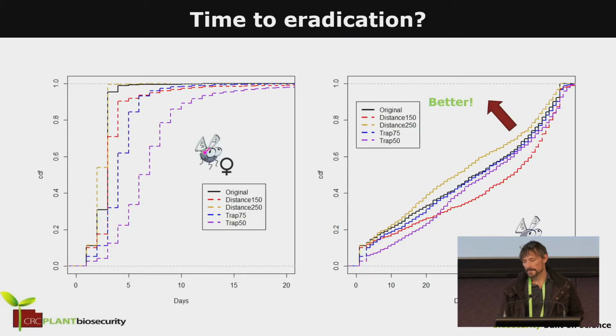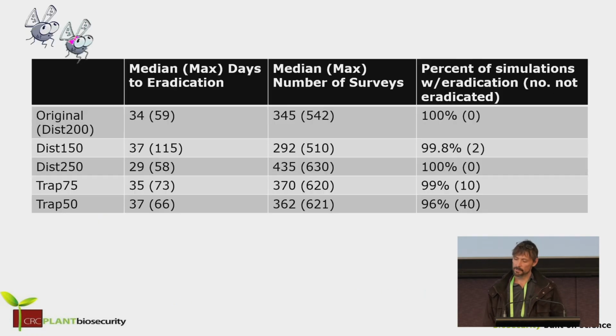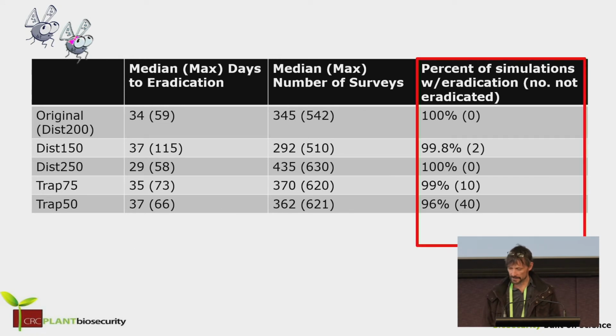And again, we get results. So this was Maggie again, so going up and to the left is better. So the original is shown in black here. And we can see again, it's as we'd expect. If we increase the distance of the high intensity zone, we do better. If we shrink it, we do worse, and likewise if we change the density. But probably most important is how often the eradication was successful.